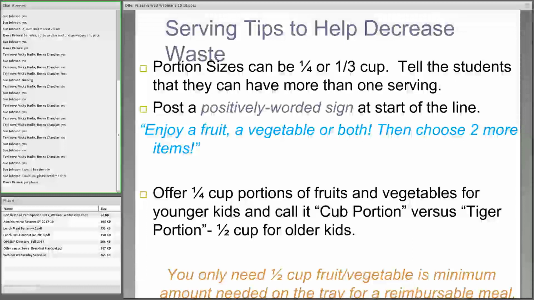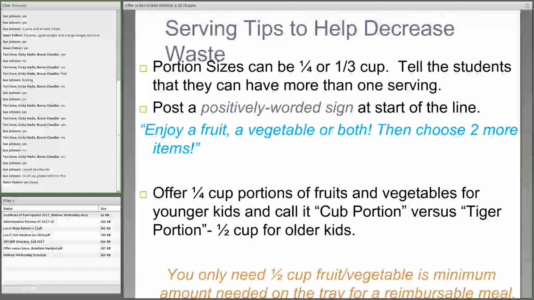Okay, serving tips to help decrease waste. One thing that we sometimes do unintentionally is overserve the amount of food that goes on, especially elementary school kids' trays. So knowing that if they just need to leave your line with half-cup fruit, you can give them a quarter or a third of a cup scoop of fruit or vegetable through the line. We don't have to give them half cup of each, especially the younger kids, because they might not eat that much.